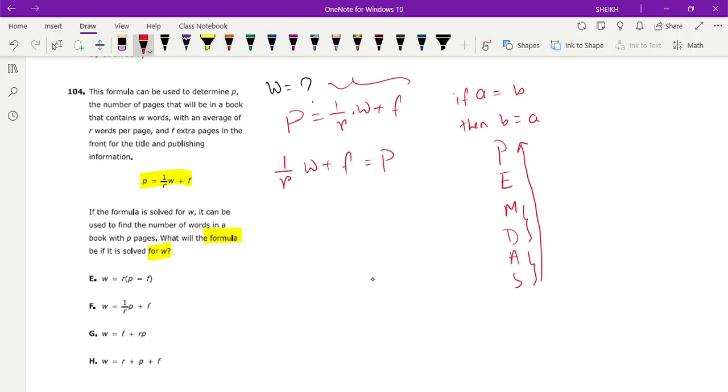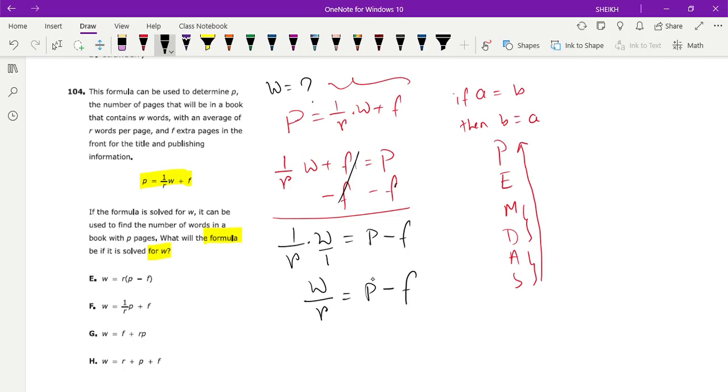So we're going to do the inverse of plus f, subtracting f from both sides. If you subtract f, it's going to remain 1 over r, w equals p minus f, since we cannot add or subtract unlike terms. Now what do you do? We need to cancel out the r. So 1 times w is considered the numerator, and there's an invisible 1. So we could say that w over r equals p minus f.